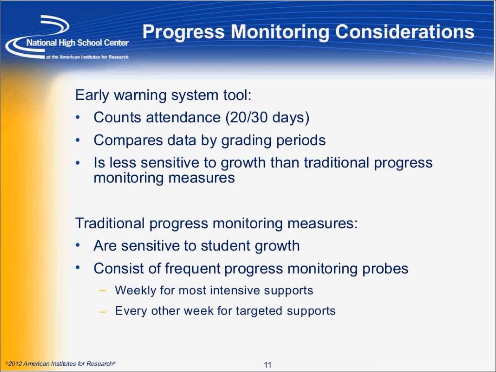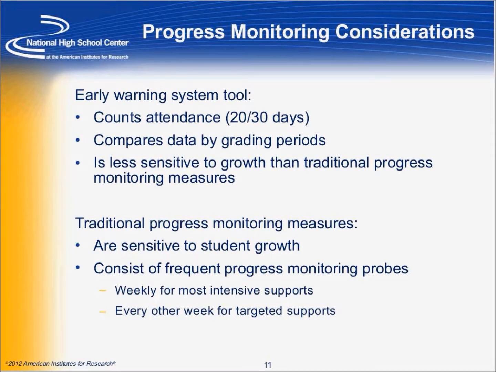And the early warning system tool is less sensitive to growth than traditional progress monitoring measures. Most of that is because you're putting in your data at the grading periods besides the attendance count. And so that's not necessarily frequent enough to be able to show students growth in a progress monitoring lens. Whereas traditional progress monitoring measures are more sensitive to growth. So even if you're using a general outcome measure, which gives you that growth over time, you'll be able to see how students are doing much more frequently than you would if you're only using the early warning system tool.